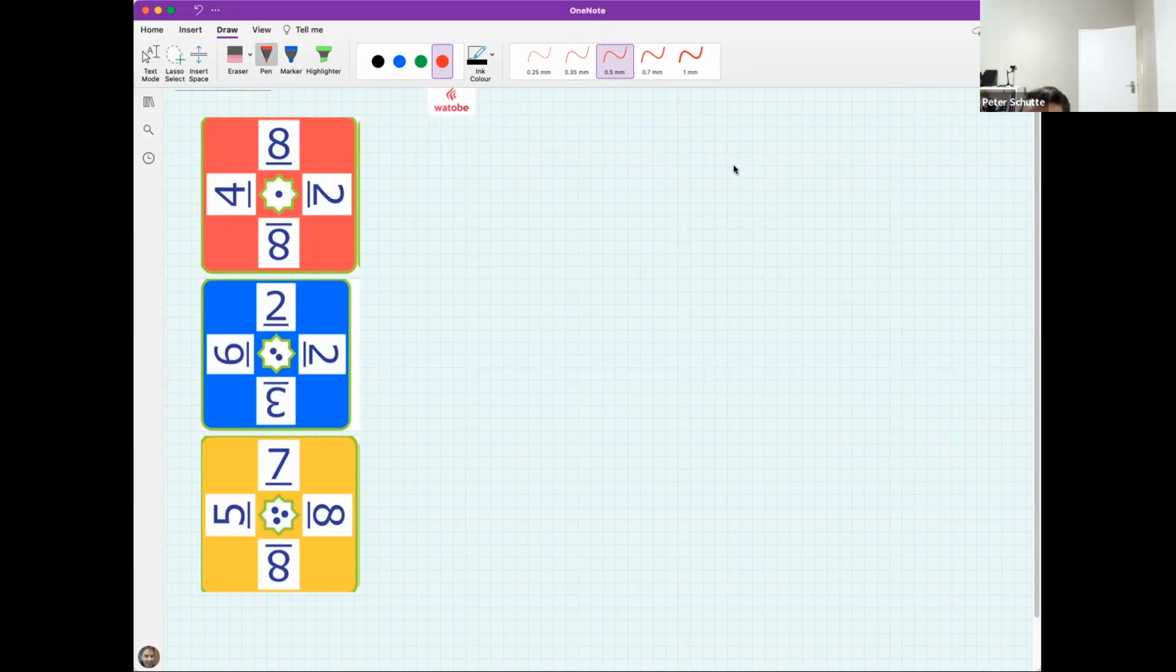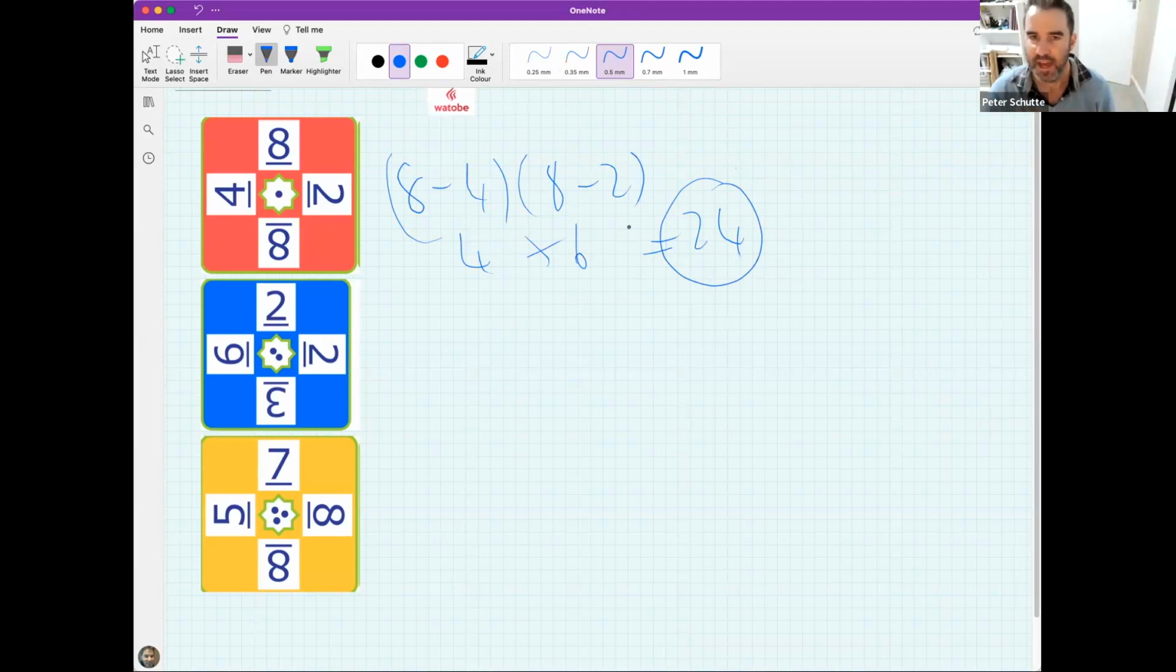Dudu has said 8 minus 4 is 4, 8 minus 2 is 6, and 4 times 6 is indeed 24. So let's have a look. That should be 4, that should be 6, and then that gives you 24. Awesome! Nicely done, Dudu. Anybody else want to shine brightly? Anybody feel like they have an alternative answer to that, or an answer for another card?